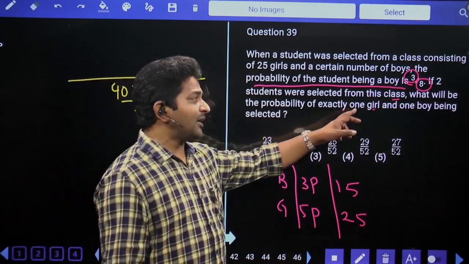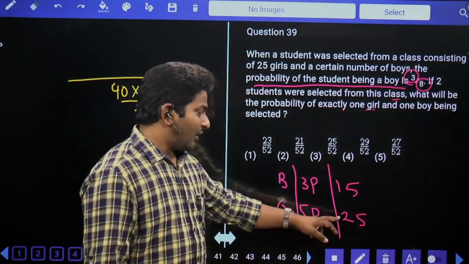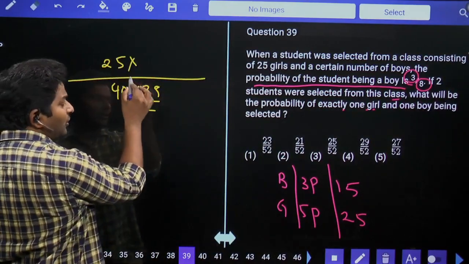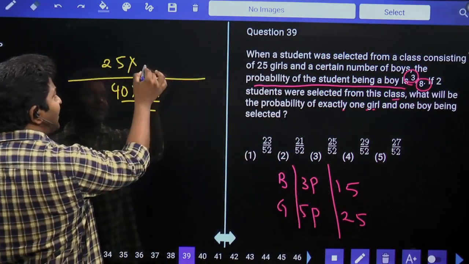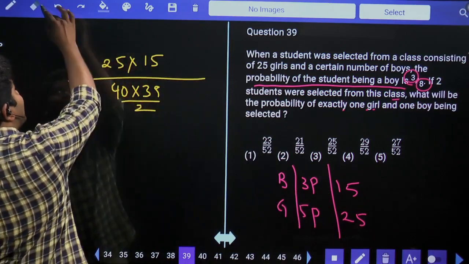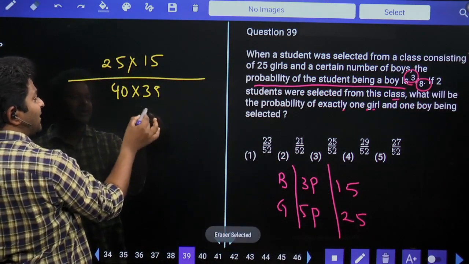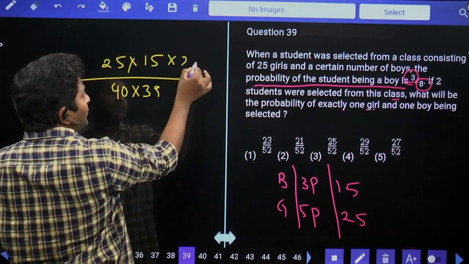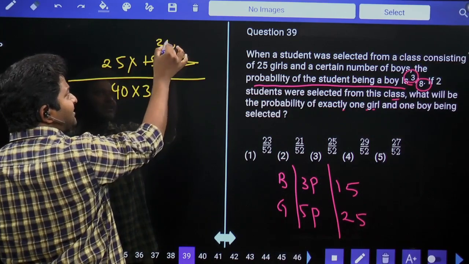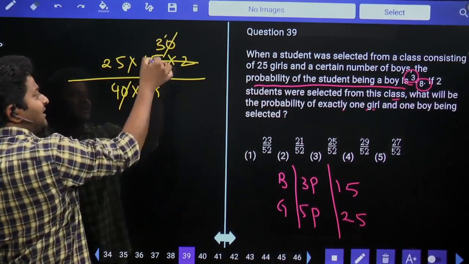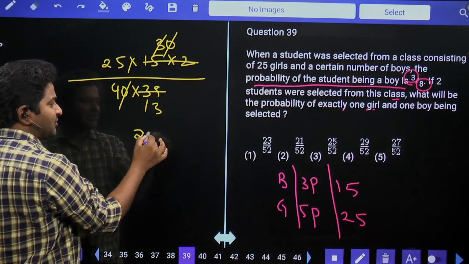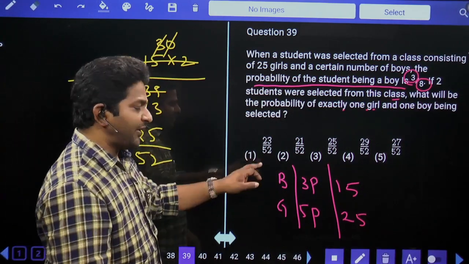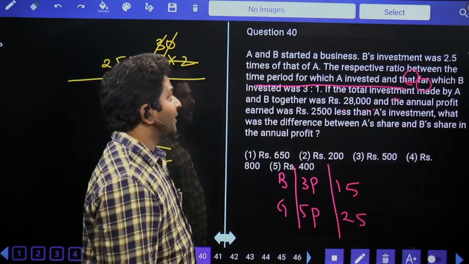And we need to select one girl and one boy. One girl can be selected in 25C1 ways, that is 25, into one boy in 15C1 ways, that is into 15. Denominator 2 comes to the numerator, that comes into 2 here. Now 15 times 2, I'll write it as 30. 0 and 0 get cancelled. 3 13s are 39, that is 25 by 4 into 13, 52. 25 by 52, first option is our answer.